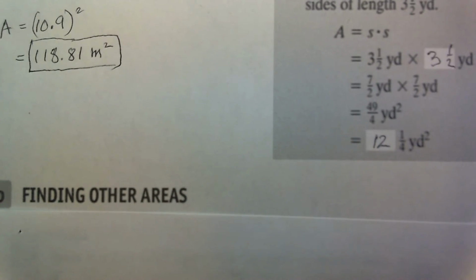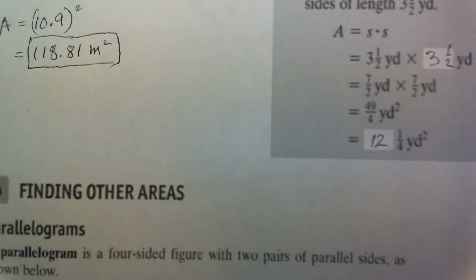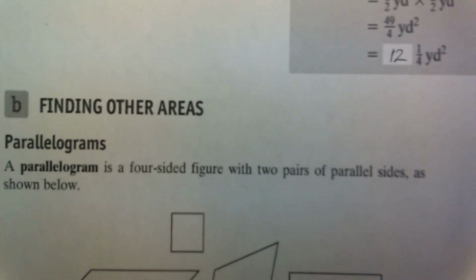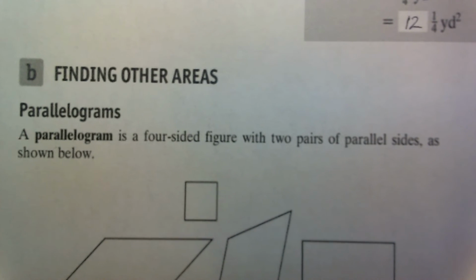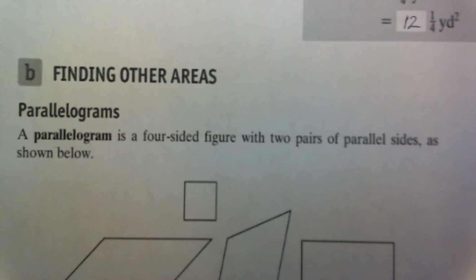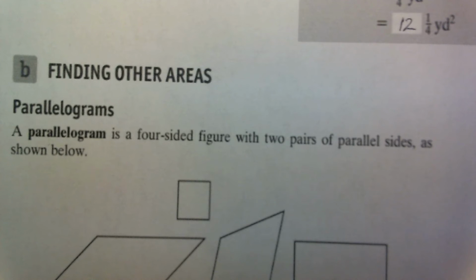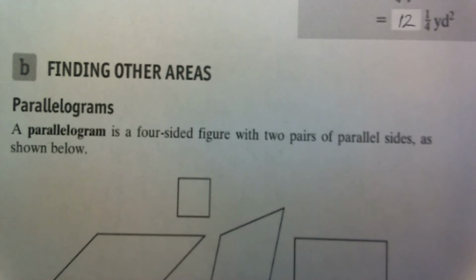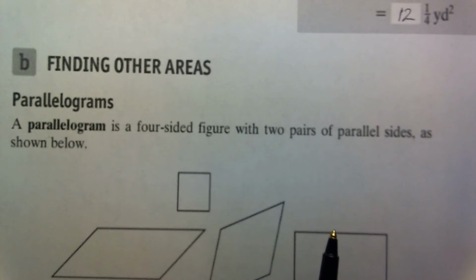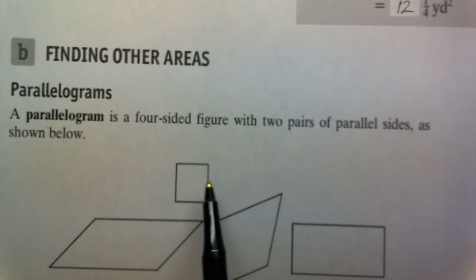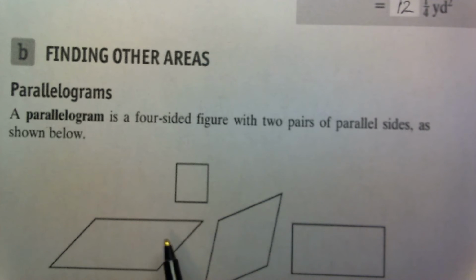Next, we'll be looking at other areas. They're a little more complicated. So the rectangle and the square are pretty straightforward. Now we're going to look at a parallelogram. A parallelogram is a four-sided figure with two pairs of parallel sides. So you could say that a square is, in a sense, a parallelogram because it has two pairs of parallel sides. Here's a square. Here's what most people look at as a parallelogram, at a little bit different angle, shaped like this. And the rectangle can also be considered a parallelogram because it has two pairs of parallel sides.